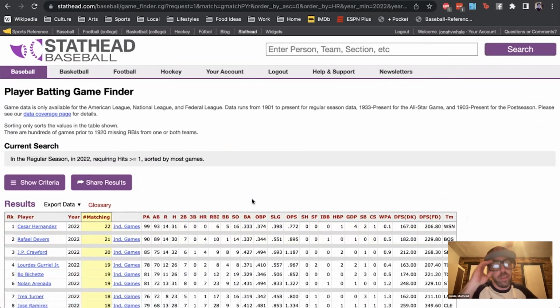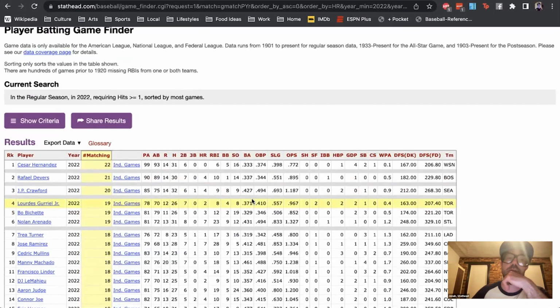And there we go. These are the players who have had the most games with at least one hit this year. Very simple search to do in the game finder. Just takes a couple seconds.